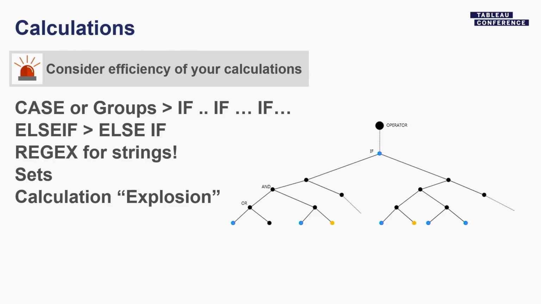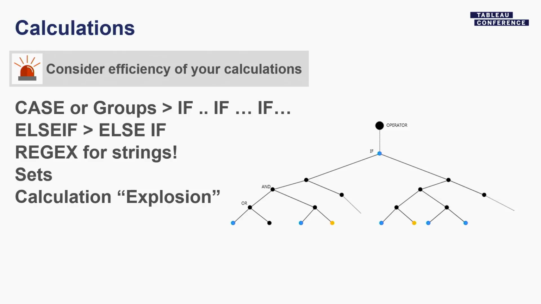When you're building calculations, you do need to be mindful of the efficiency of the expressions you're building. We just spoke about using case or groups rather than multiple equality comparison if statements. They can be more efficient. A case can be more efficient than if. Be aware of the difference between else if versus else if. One is faster than the other. Regex for strings, extremely efficient and much more performant than just using string calculations.